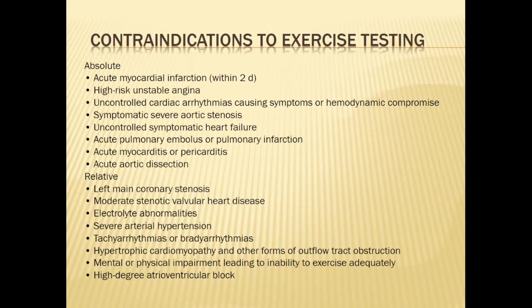Contraindications to exercise testing. We shouldn't harm the patient with this diagnostic procedure. Absolute contraindications include acute myocardial infarction within 2 days, high-risk unstable angina, uncontrolled cardiac arrhythmias, symptomatic severe aortic stenosis, uncontrolled symptomatic heart failure, acute pulmonary embolism or pulmonary infarction, myocarditis or pericarditis, and aortic dissection, and there can be also relative contraindications.